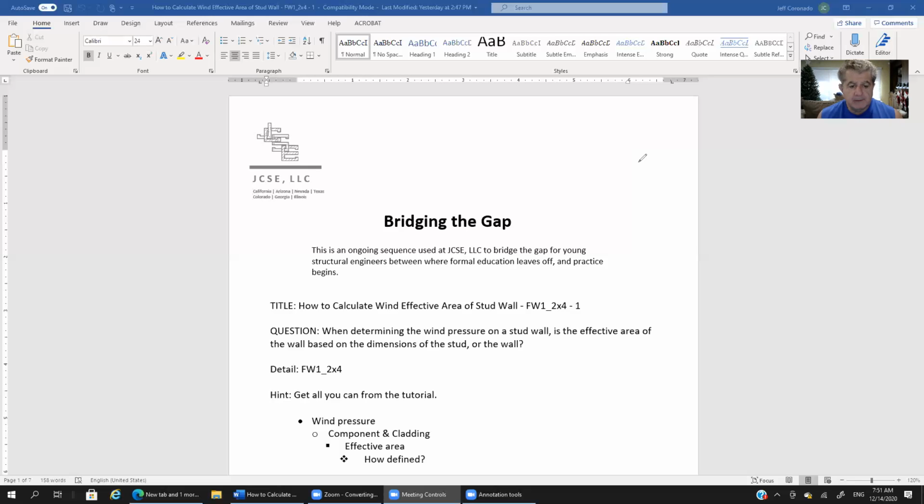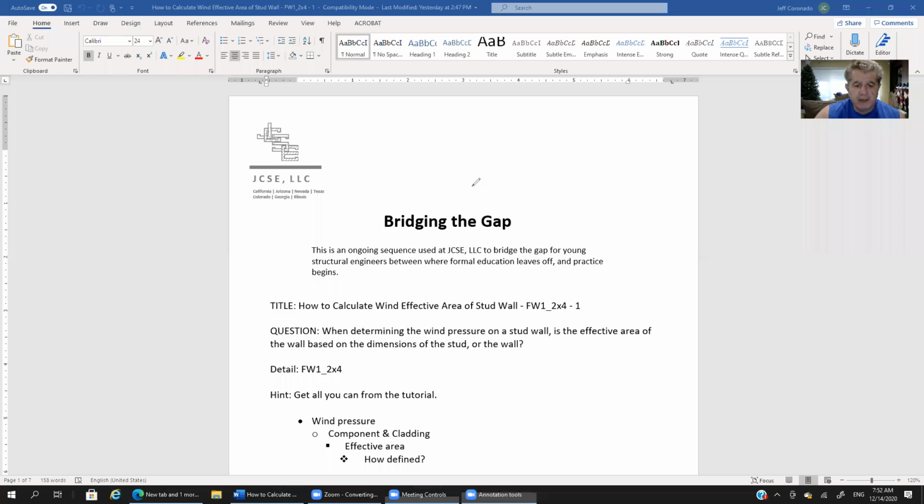All right, the title of our tutorial this time is how to calculate the wind effective area for a stud wall. So the question is, when determining the wind pressure on a stud wall, is the effective area of the wall based on the dimensions of the stud or the wall? Do you take the effective area for an individual stud, or do you look at the entire wall as the area that's under consideration?